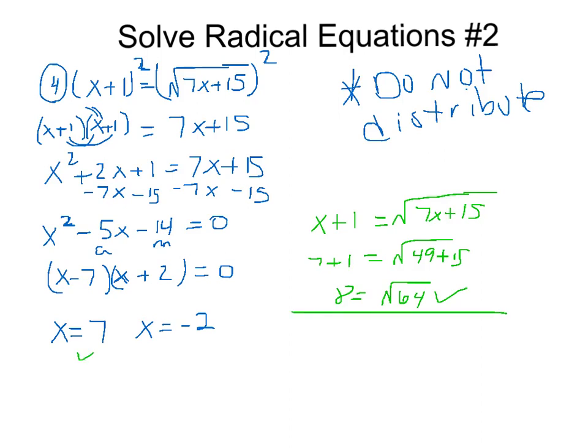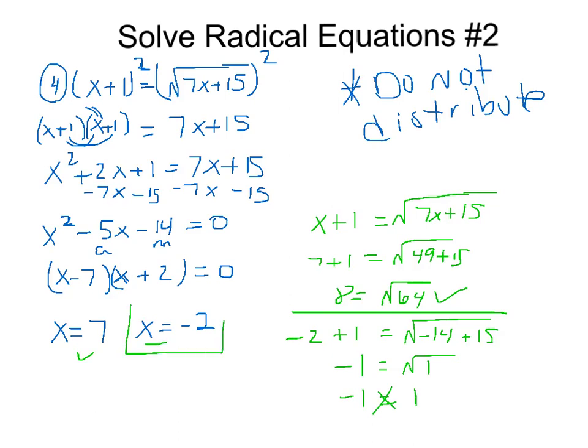If we plug in negative 2, so we'll have negative 2 plus 1 equals the square root of 7 times negative 2, which is negative 14, plus 15. That would be the square root of 1 equals negative 1. The square root of 1 is 1, not negative 1. So when we do this, since we get the square root of 1 to be 1 and not negative 1, this doesn't work. So this would be an extraneous solution. So x equals 7 would be our only solution. We're not going to use this one because it's extraneous. It comes out to be an incorrect statement.